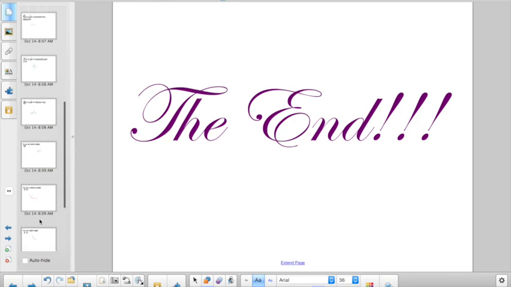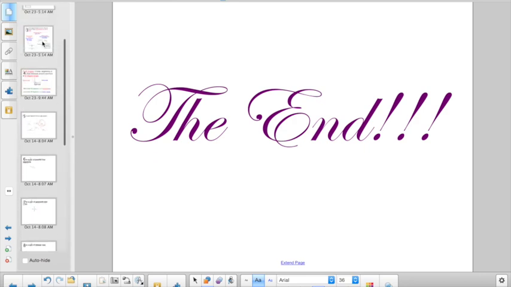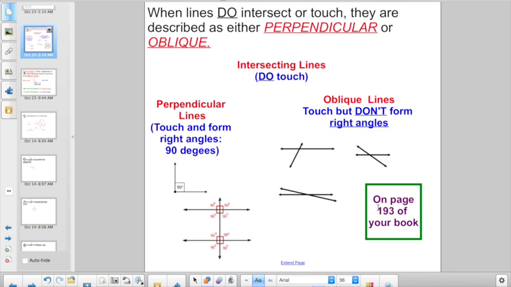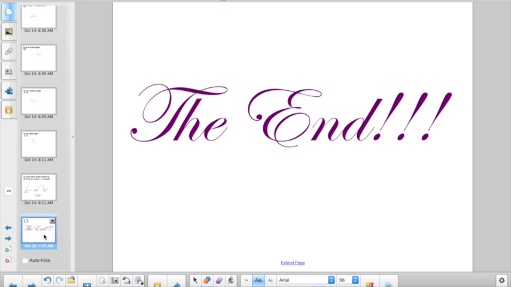I don't think you're probably going to need a scratch piece of paper for the Socrative quiz, but you are probably going to want your book opened up to page 193 so you can reference all this. And good luck on your Socrative quiz.